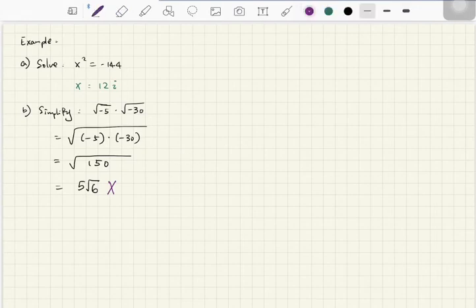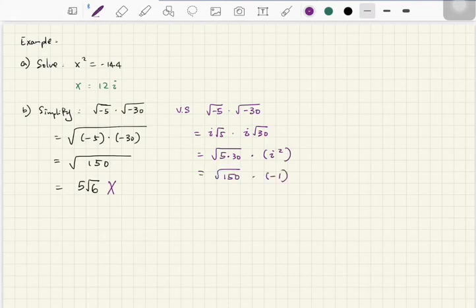Okay, so now if I'm going to repeat it using the complex number, I'm going to rewrite square root of negative 5 and square root of negative 30 as i square root 5 times i square root 30. And I will still have the square root of 5 times 30 and then multiplied by i squared. And I get square root of 150, but i squared will equal negative 1. So I will end up with negative 5 square root of 6.